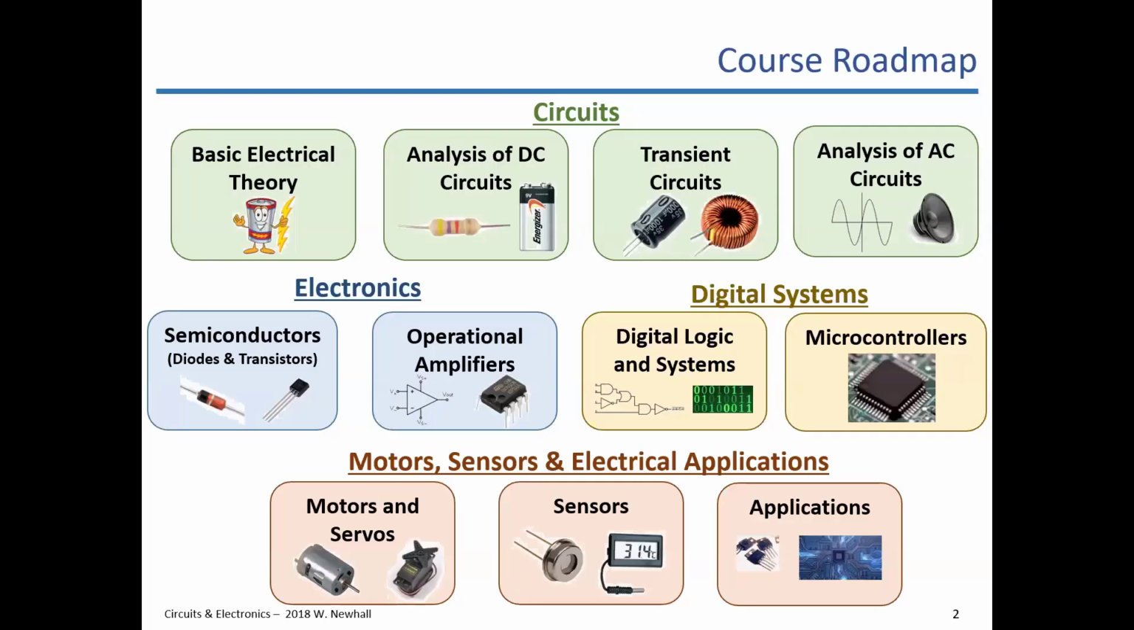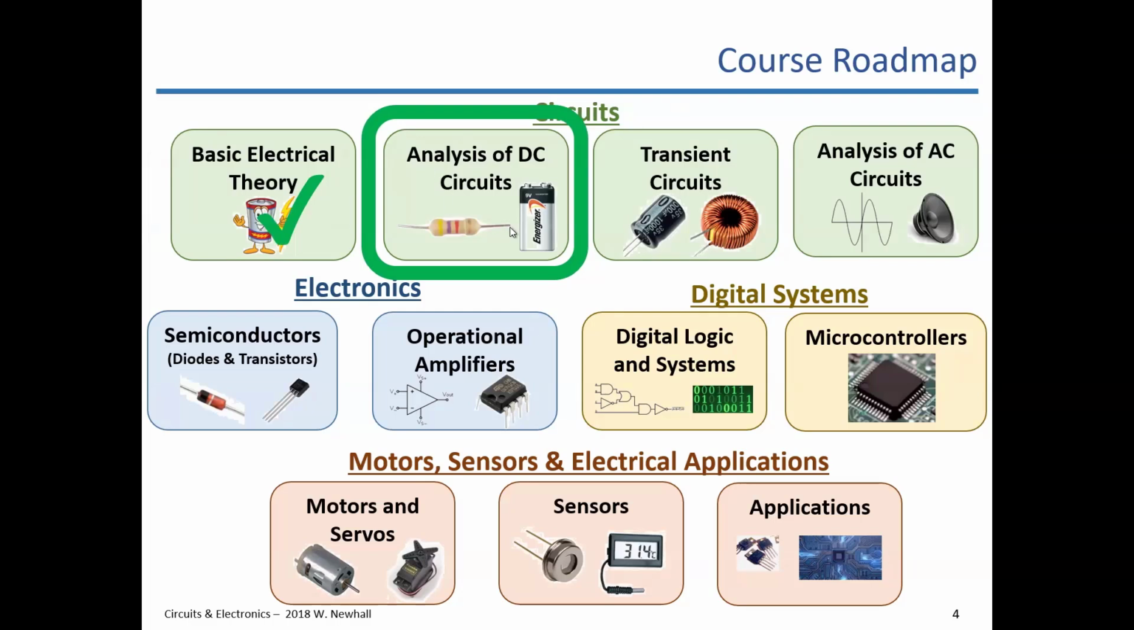So this is the roadmap that I talked about that lists all the major topics of the course. And I like to show every once in a while where we are in these topics. We covered basic electrical theory. This is a volt, this is an amp, this is a watt. And we talked about analysis of DC circuits, Kirchhoff's laws, node voltage analysis, Thévenin equivalence.